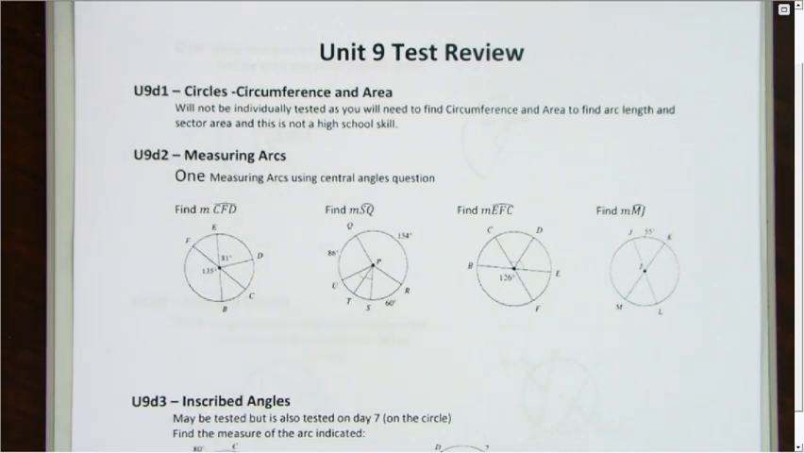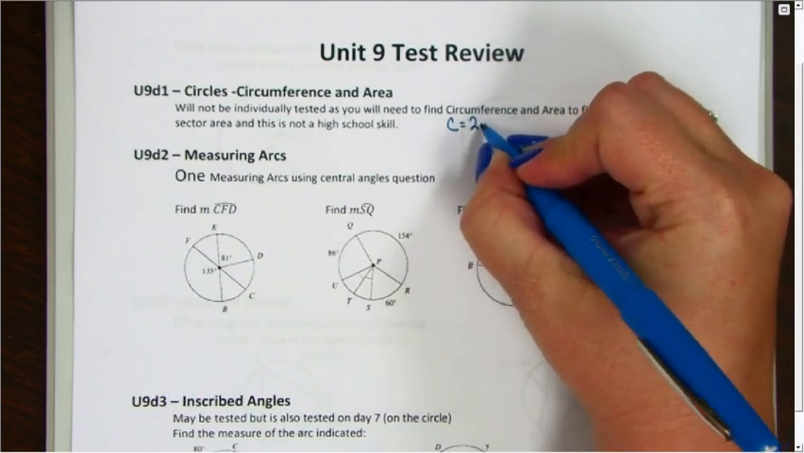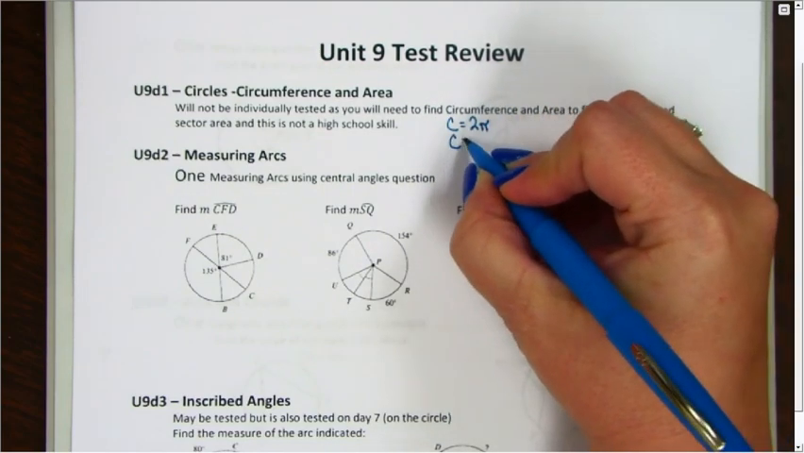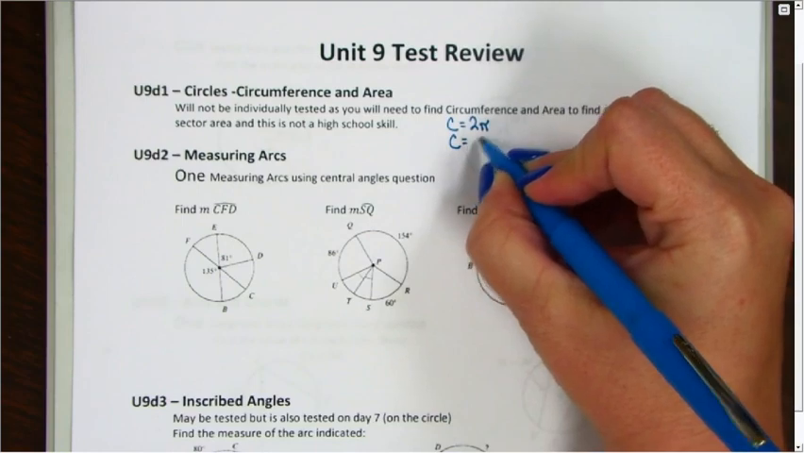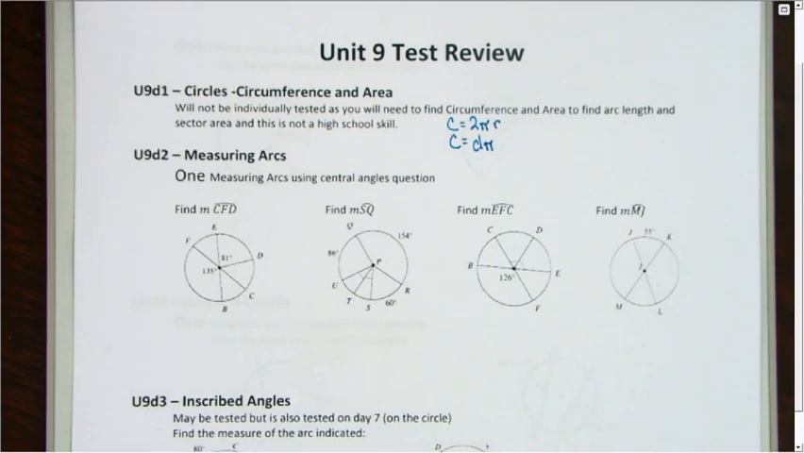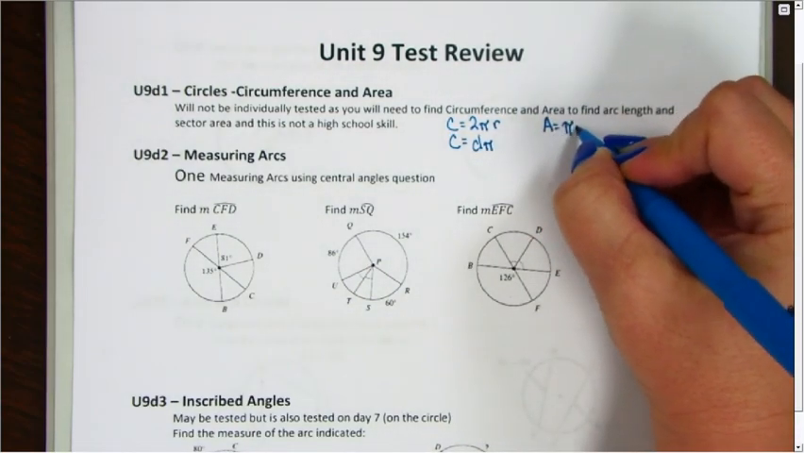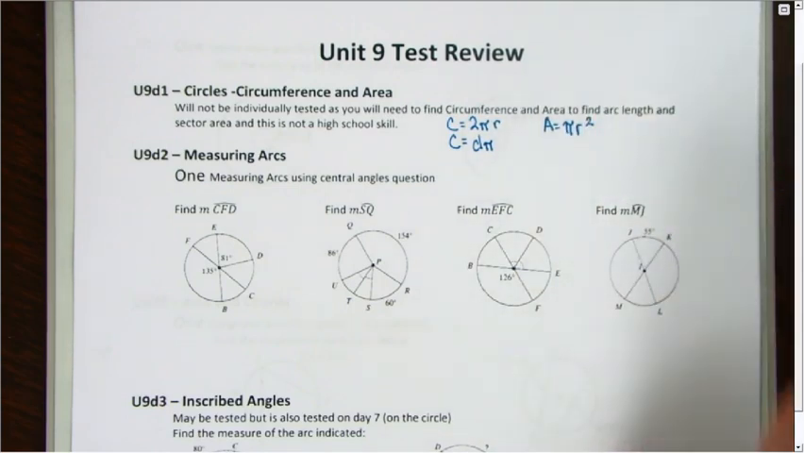So recall on your formula chart, you will have the formulas for circumference, which you can either use circumference equals 2 pi r, or you can use circumference equals diameter times pi. Area equals pi r squared. Remember, anytime you're trying to find the exact answer, you will not put the pi symbol in the calculator, and instead you will write pi next to your answer.